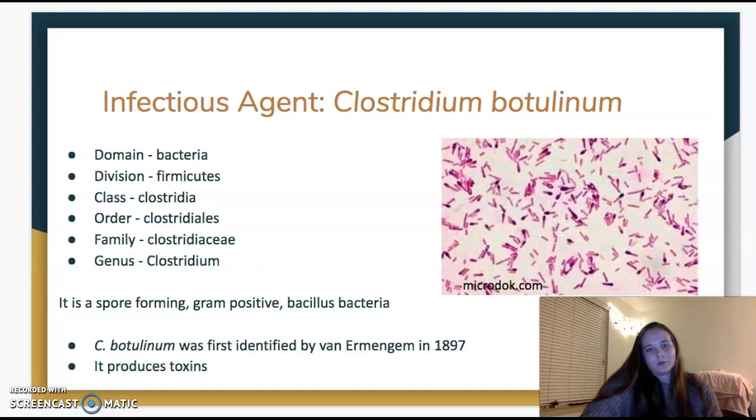C. botulinum was first identified by von Ermengarten in 1897. It produces toxins. Different strains of it produce any number of the 7 different toxins labeled A through G. On this picture here, you can see the bulging spores on the end of the bacillus bacteria.